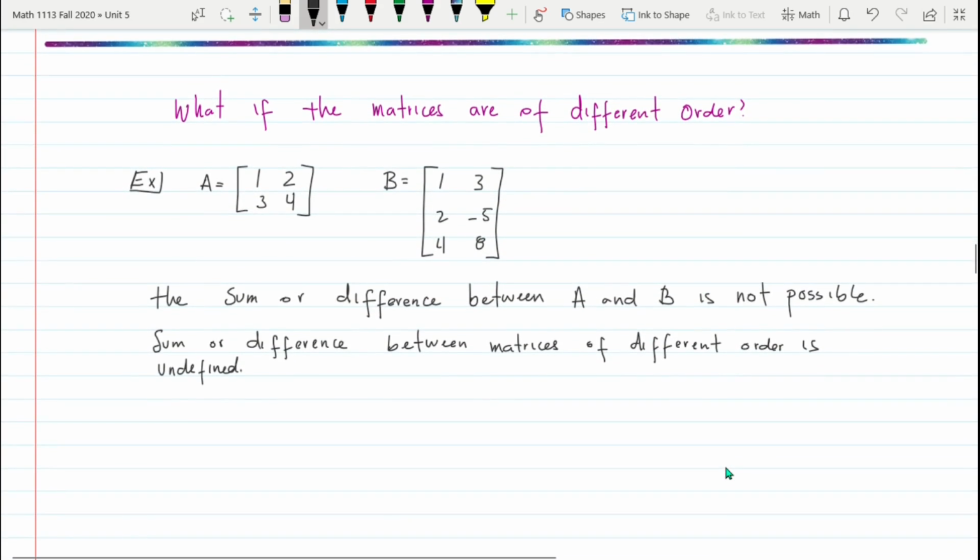Okay, so what if they are of different orders? Can we still perform the addition or subtraction? The short answer is that it's not possible, right? Because here, for example, you do 1 plus 1, 2 plus 3, 3 plus 2, 4 plus negative 5. You don't have enough elements in A to add to the last row in matrix B, right? So the sum between the two elements is going to be undefined. It just cannot be carried out.